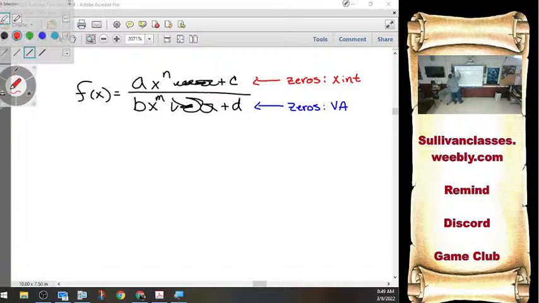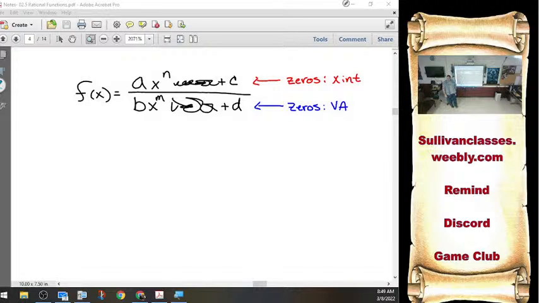My y-intercepts. How do I get y-intercepts? If I put a 0 in for x, isn't this going to be 0, 0, 0, 0, 0, c over d? So my y-intercept is c over d. Because all the other stuff is going to turn into zeros when I plug in a 0.